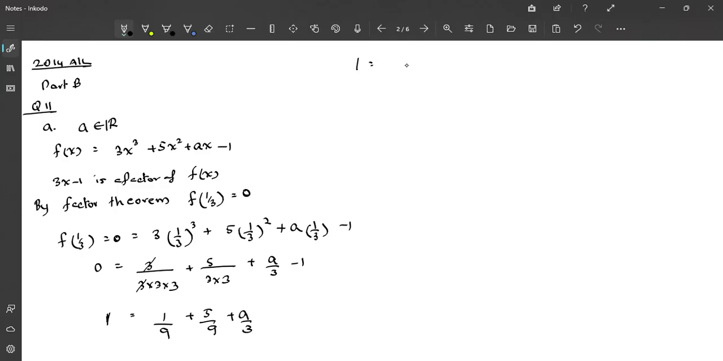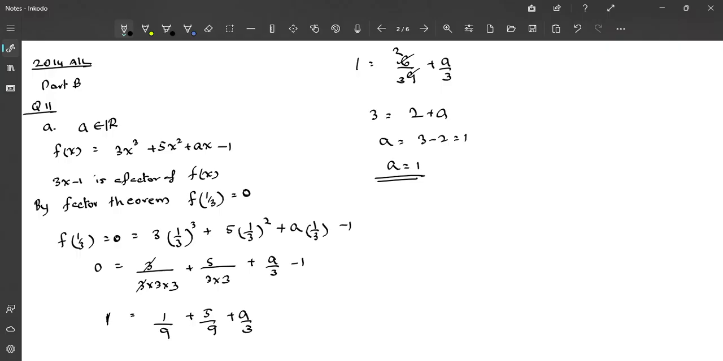Then 1 equals 5 plus 1, 6 over 9 plus a over 3. That is 2 over 3. So you can have here cross multiply. 3 equals 2 plus a, and a equals 3 minus 2 equals 1. So a equals 1. Okay, first part of the question done.